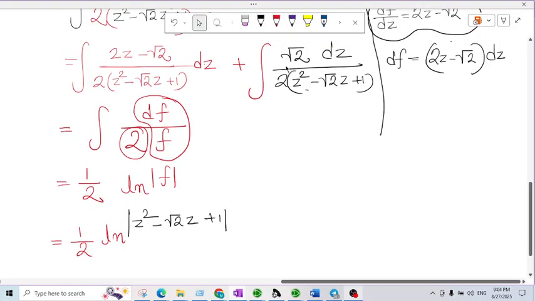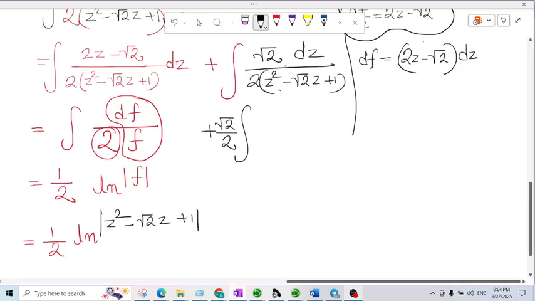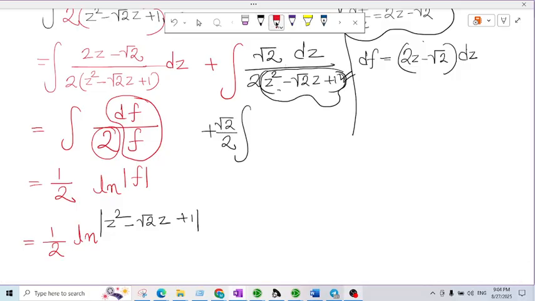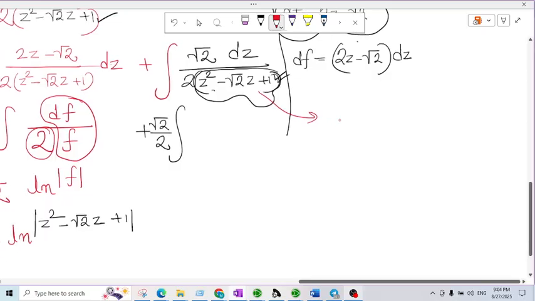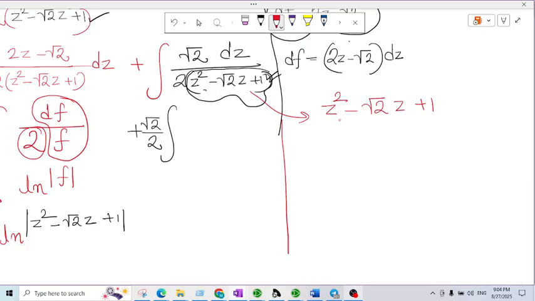Now let's work with the second term. So these are the coefficients. Let's write them outside. Now I have here z square minus 2 root 2 z plus 1. So let's write this thing here. So I have z square minus root 2 z plus 1. Now listen to me carefully. Let me write here z square, then I will write here 2.